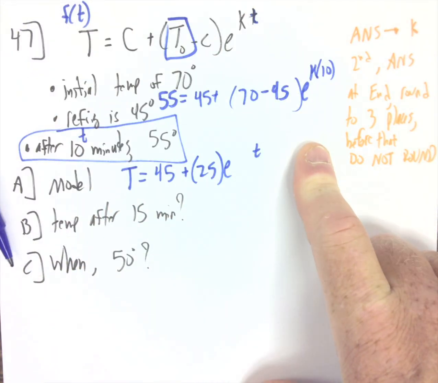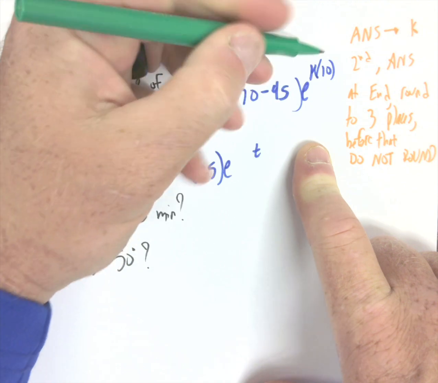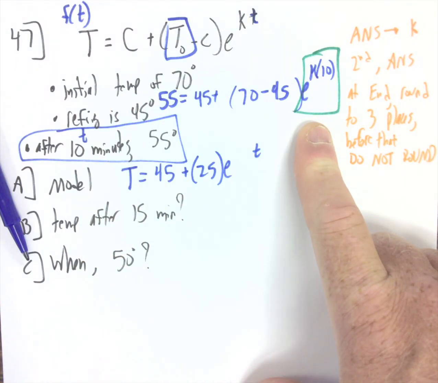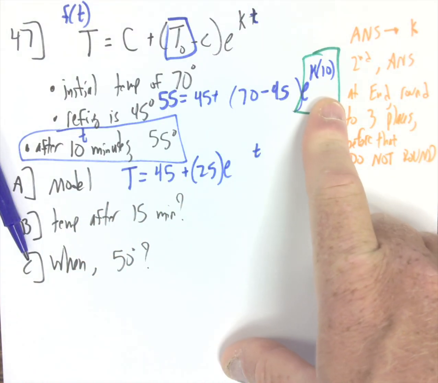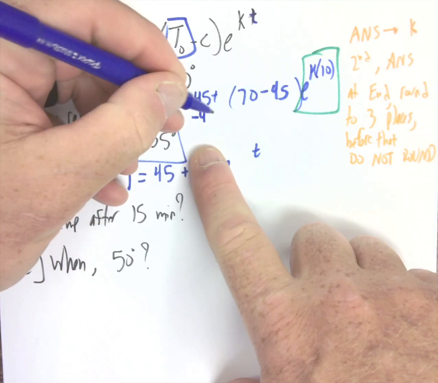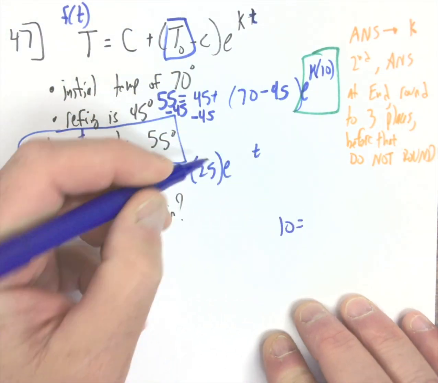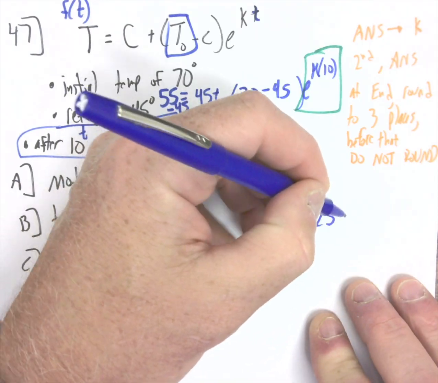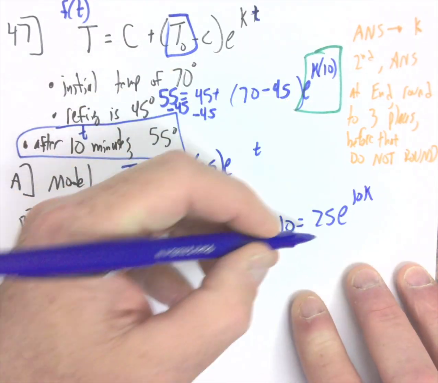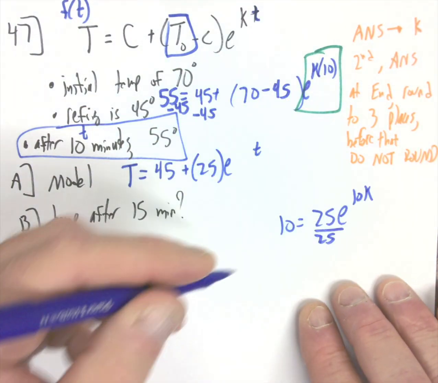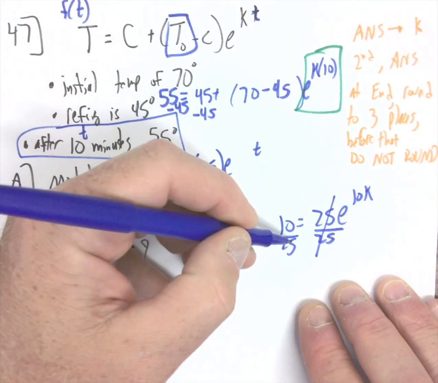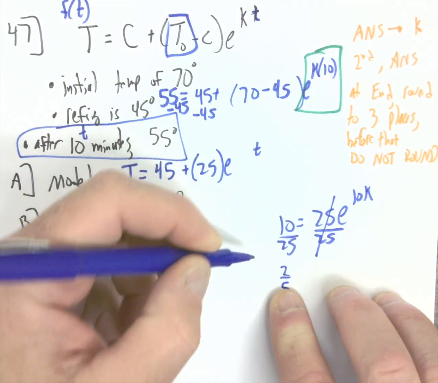So to do that, I want to isolate. This is an exponential equation. I want to isolate this. Well, I'm going to subtract 45 from both sides. This is 25. Divide both sides by 25. Well, that's something: 2/5 or 0.4.